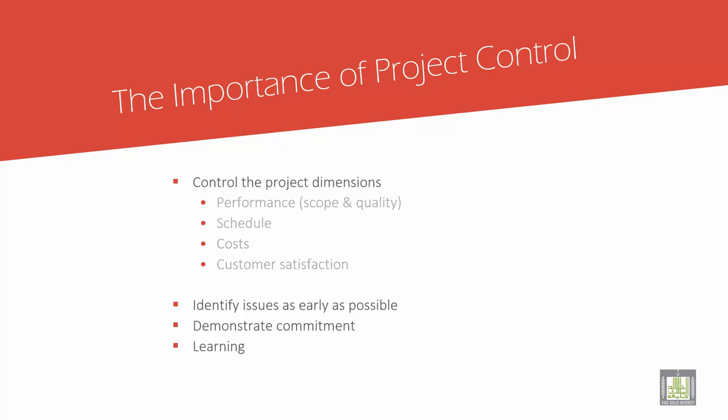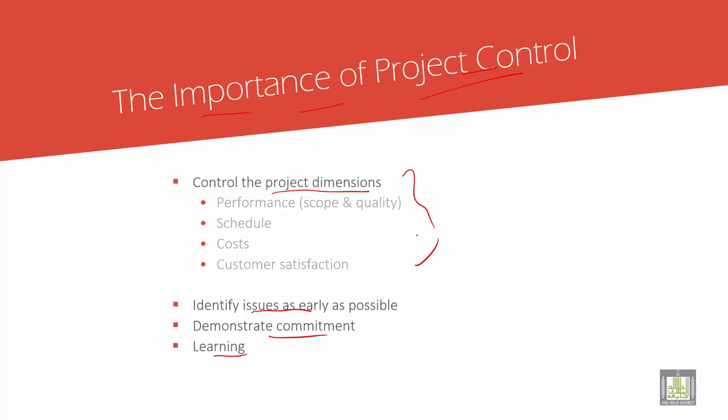Okay, today we are going to see about the importance of project control. So first we'll see the importance of project control. We have three main parameters: control the project dimensions, identify the issues, demonstrate commitment, then learning. So first we'll see what is this control the project dimensions.